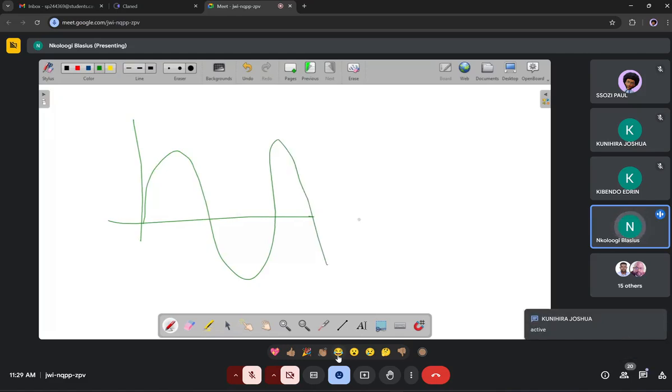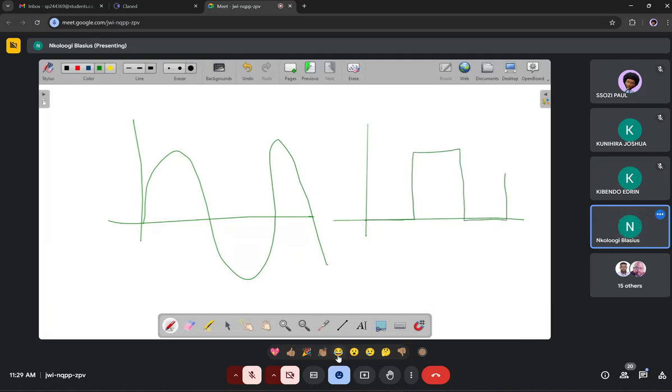Sine wave is something like this, but also like this. Now, the timing diagram, in most cases, is representing the digital signal. It means that here would be a 0 and this would be a 1. Here would be a 0, here will be a 1. Okay? So that is the need for timing diagram.